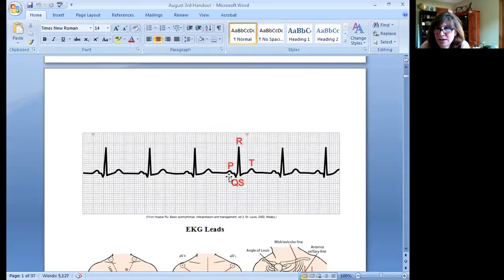The P, QRS, T. The P will indicate our atrial depolarization. The QRS is our ventricular depolarization. And very importantly, the T wave is our ventricular repolarization. So atrial depolarization, ventricular depolarization, and the T wave repolarization.